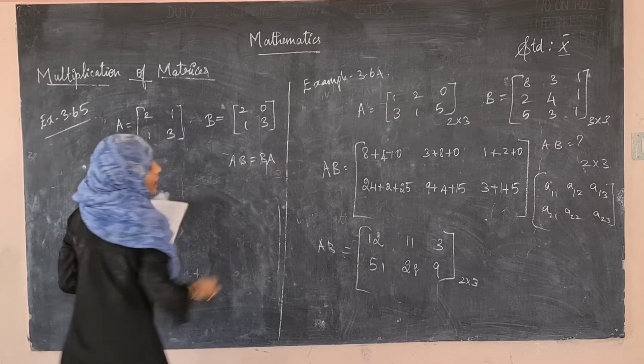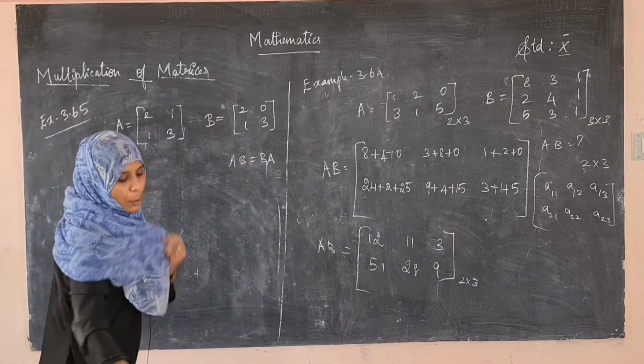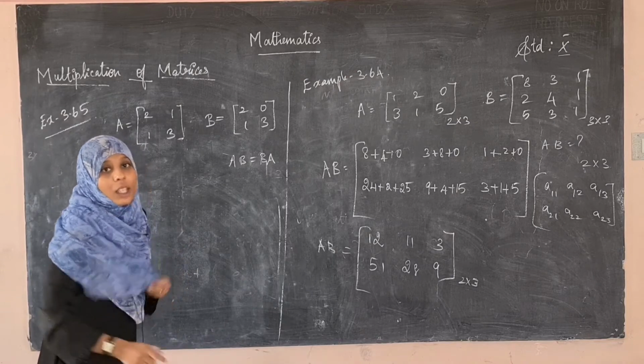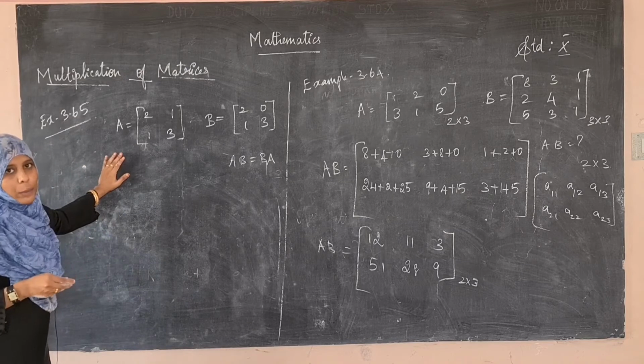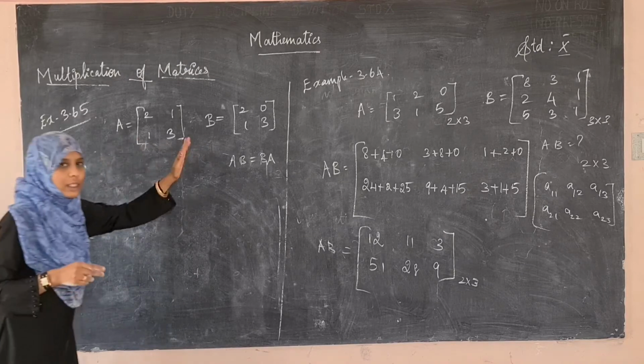Okay, we have to check AB is equal to BA. What is this property called? This property is called the commutative property, right? See, we have already seen that matrix multiplication does not support the commutative property. Now we are going to prove it with these matrices.